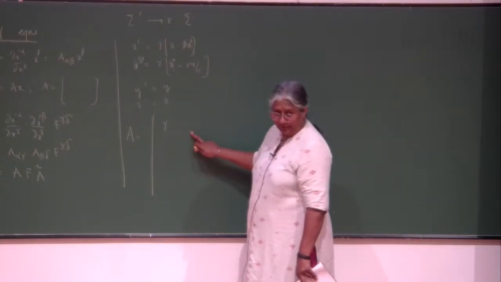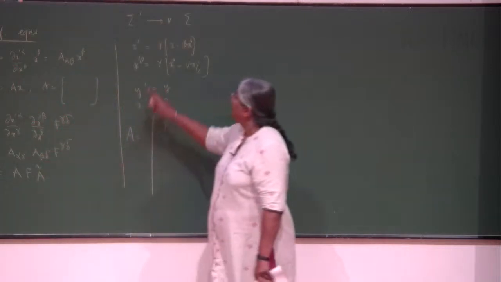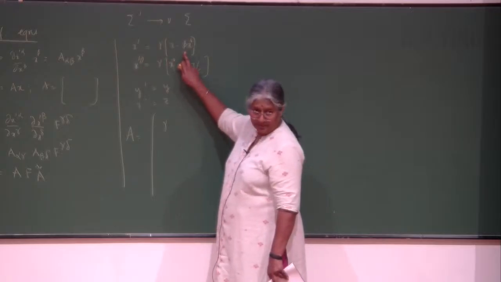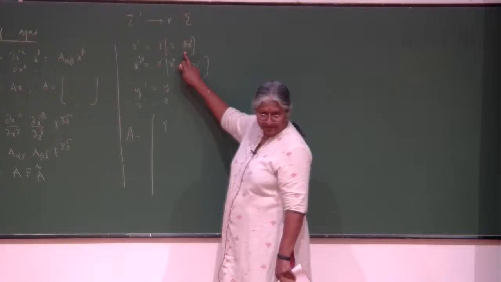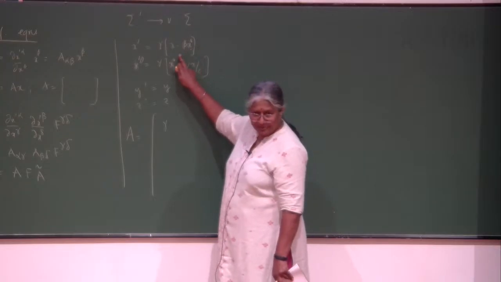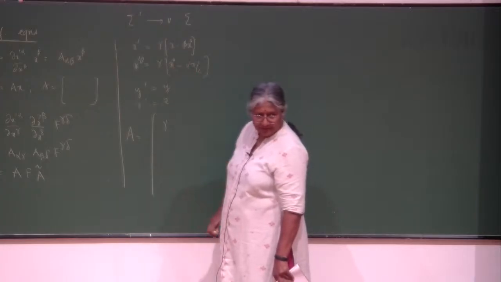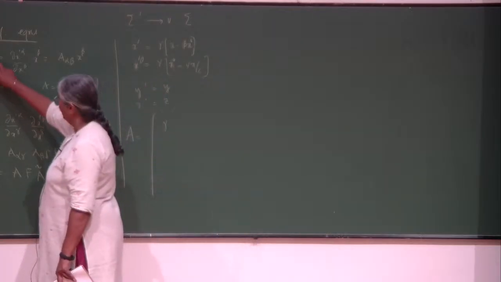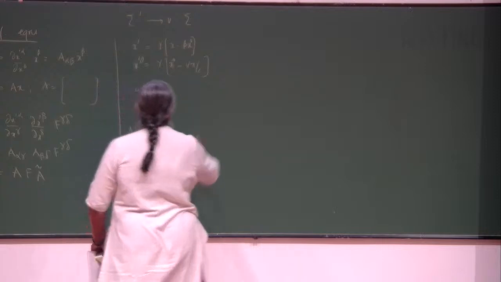So what is A01? It will be, for the x component, what is it? The t component in the x transformation, right? That is 0, 1, right? Here, x prime 0. So let me maybe write one equation. Where do I write one equation? Here, let me write it here.